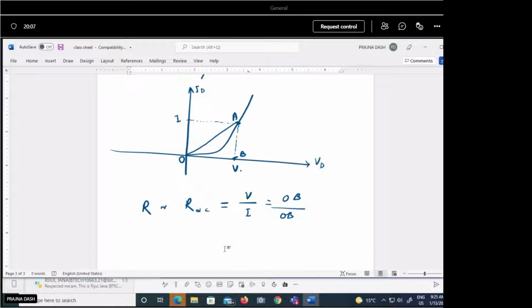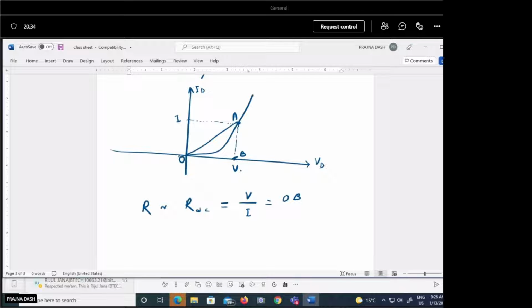Sorry, not OB, it is AB. So we can consider the change in voltage by change in current. This relation we can take.